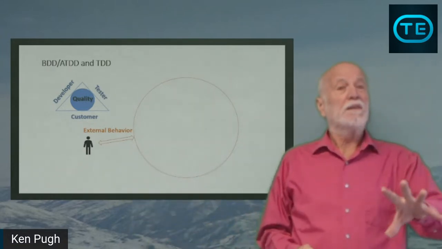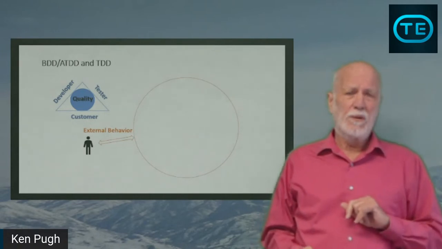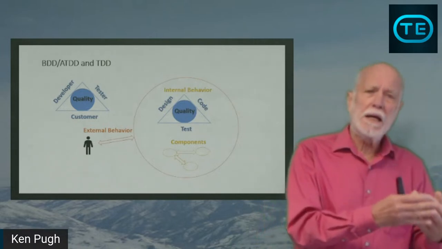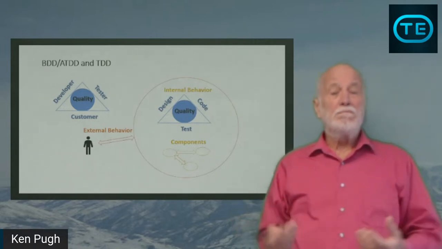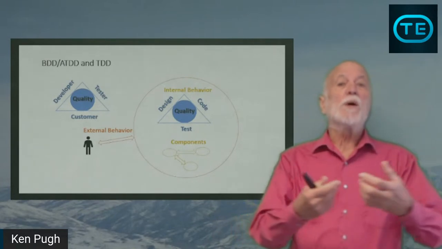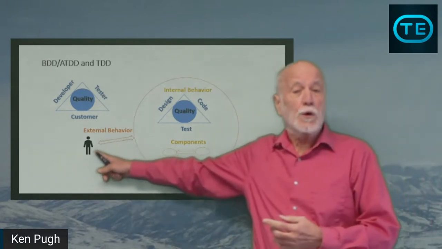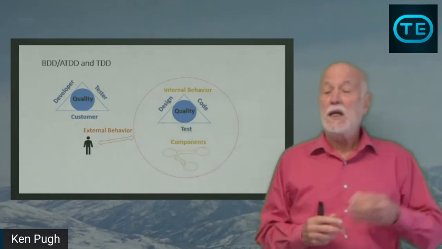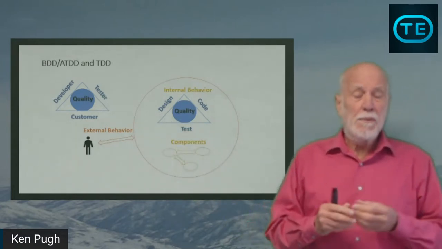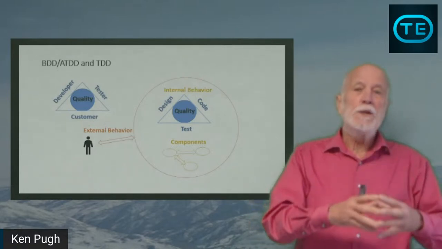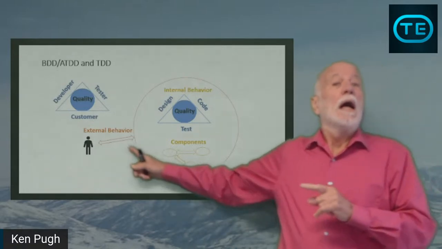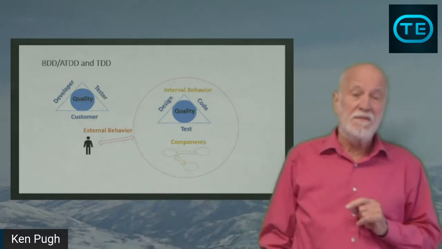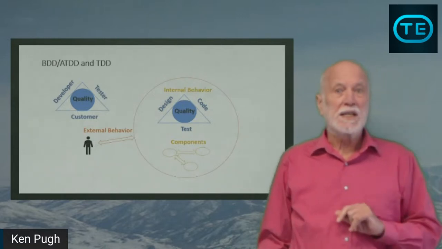And we're going to define all of the behavior of the system. And internally, we're going to break up that behavior into components which are going to collaborate together to provide that external behavior. And so internally, we're going to be designing, coding, and testing, three perspectives on creating those components. But the components are designed to meet the external behavior. And that's what really design is about.